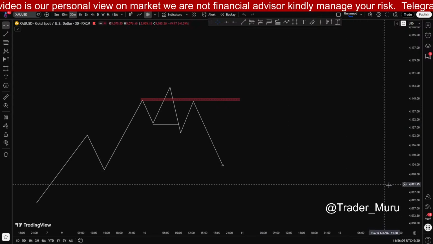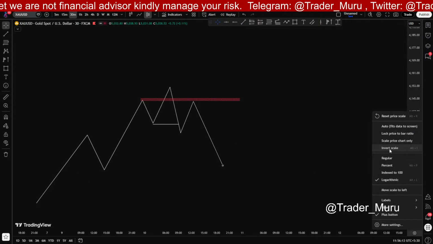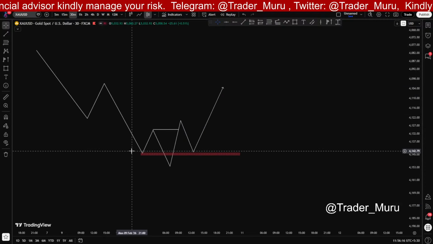If this structure forms in the reverse direction, it will be in the bullish direction. See, this same thing here.